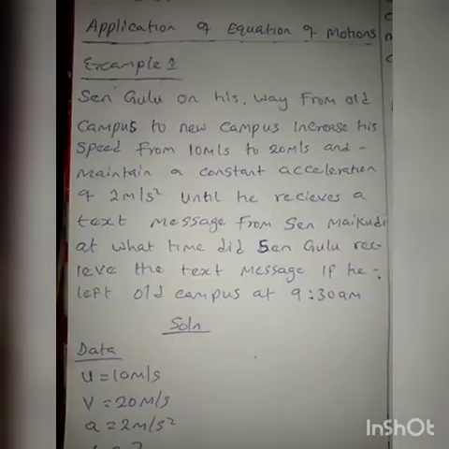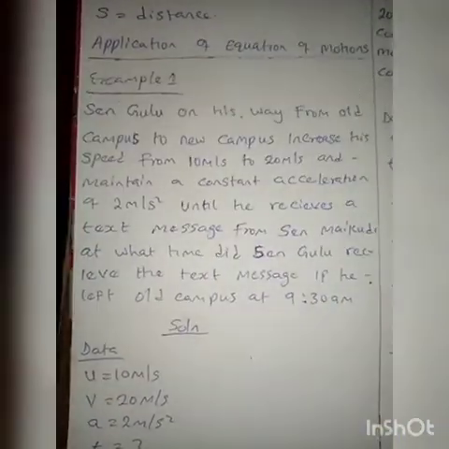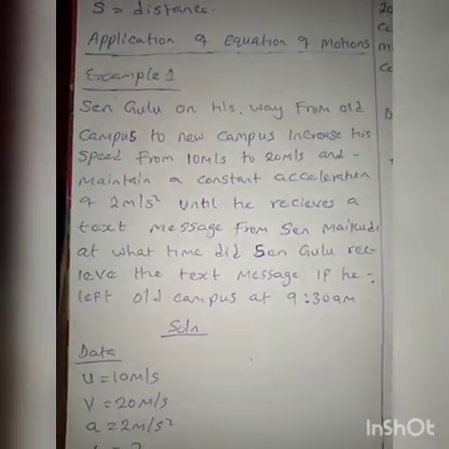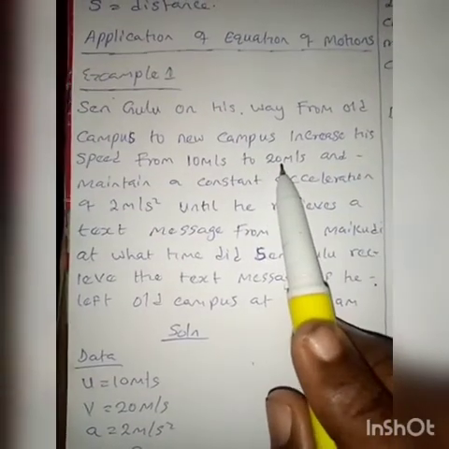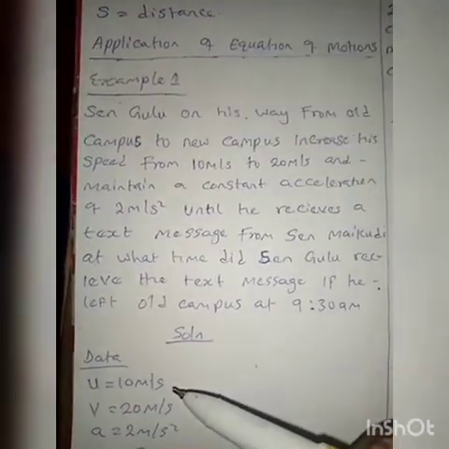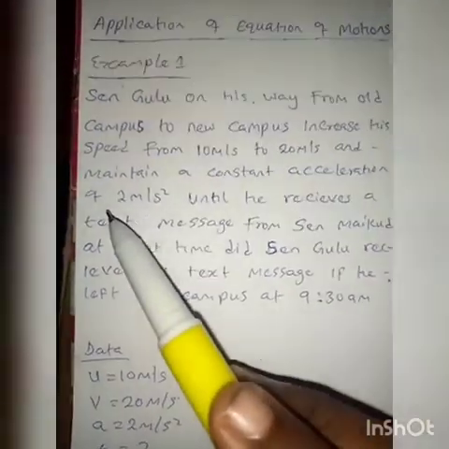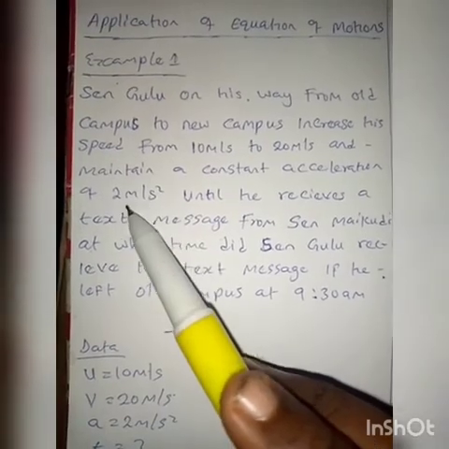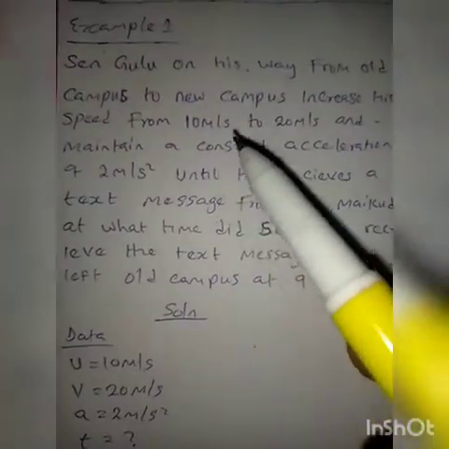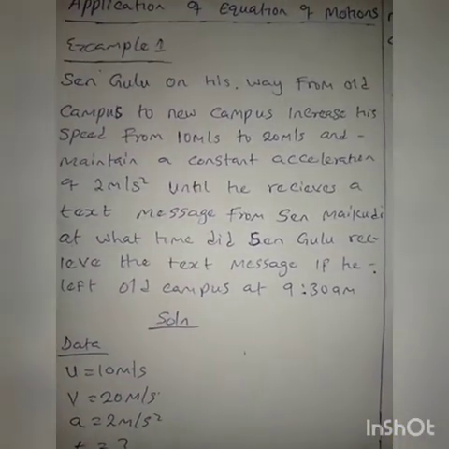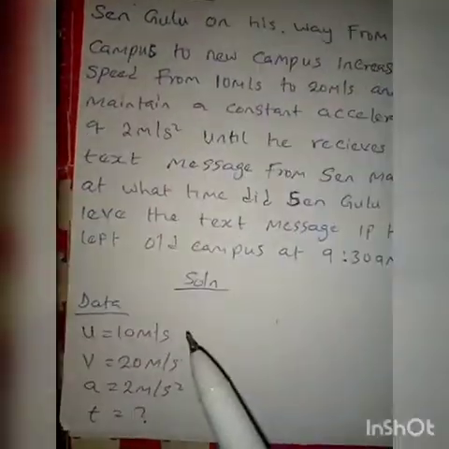So now let's check the parameters we are given. They say he increased his speed from 10 meters per second. That means his first speed, which is initial speed, was 10 meters per second. So u is equal to 10 meters per second. To 20 meters per second, that means his final speed was 20 meters per second. And accelerated uniformly, that is, the acceleration is 2 meters per second square. So a is 2. And then you are asked to calculate what time, that means we are looking for time. So time is unknown.